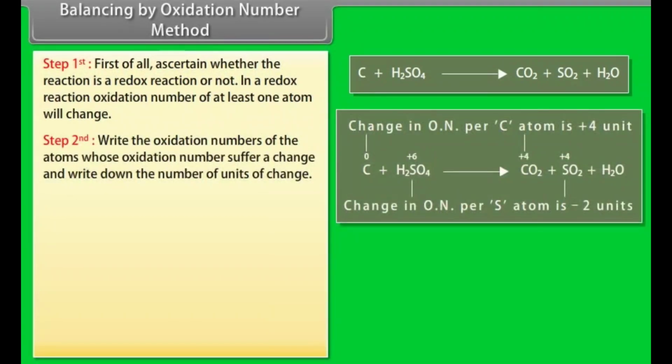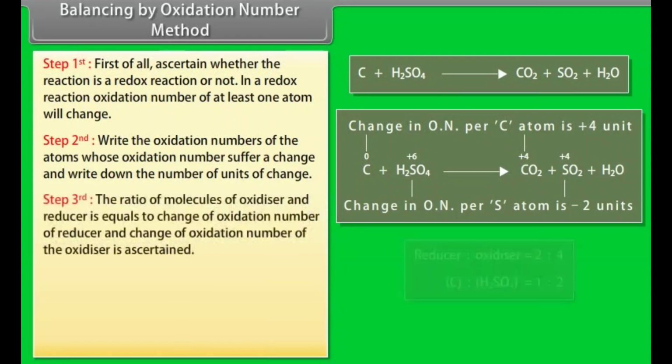Step second. Write the oxidation numbers of the atoms whose oxidation numbers suffer a change and write down the number of units of change. Step third. The ratio of molecules of oxidizer and reducer is equal to the change of oxidation number of reducer and the change of oxidation number of the oxidizer. If the ratio is not a simple one, make it simple.